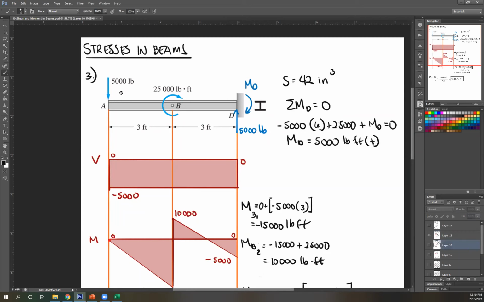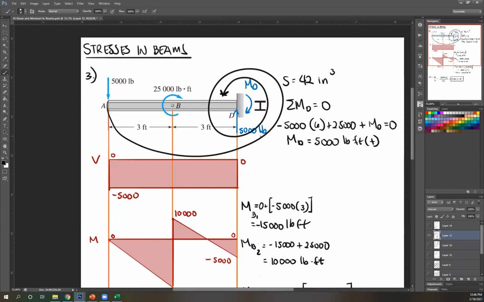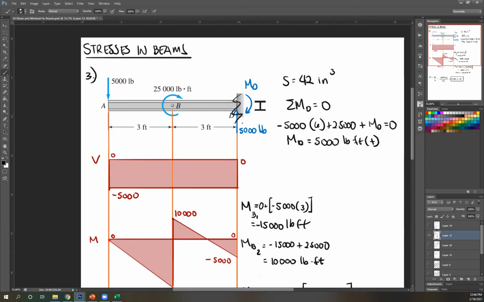So starting at the left side, negative 5,000 rotated about your fixed end is counterclockwise. So negative 5,000 times the distance from your fixed end, 3 plus 3, so 6. Next, we have a couple, which is clockwise, with a value of 25,000. So clockwise, therefore positive 25,000. For a couple, just directly write in its value.